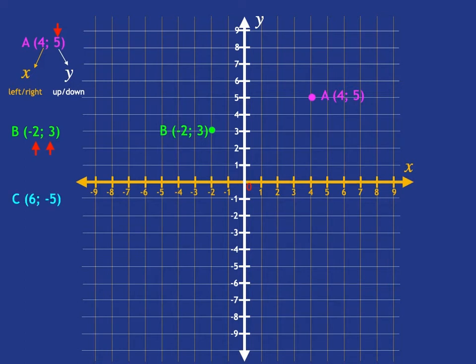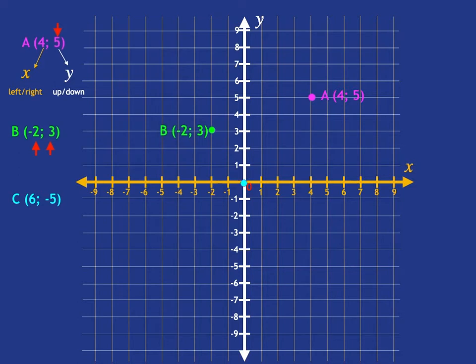Okay, say we needed to draw the point C, 6, -5. Why don't you quickly try now and see if you can identify where that would be on this Cartesian plane. Quickly see if you can point to the correct spot. Okay, let's work on that together.